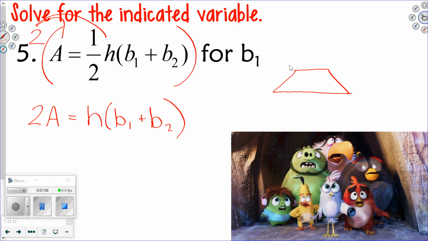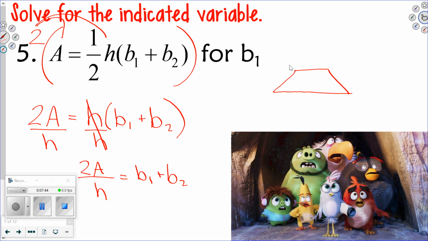All right, normally your first instinct is probably to distribute that h, right? But does that make things better or worse? It makes them worse. Instead of distributing it, could I just get rid of it? Yeah, I can just divide it. This is just h times something, so I can divide both sides by h. I'm trying to undo this whole problem here. So I can cancel out the h's here: 2a over h. And I still have b1 plus b2.